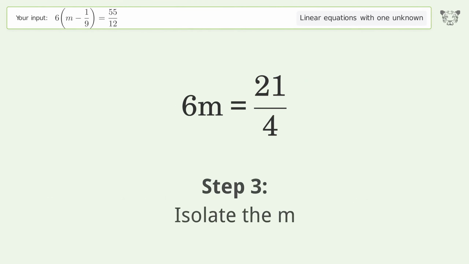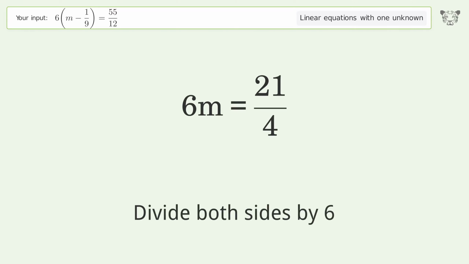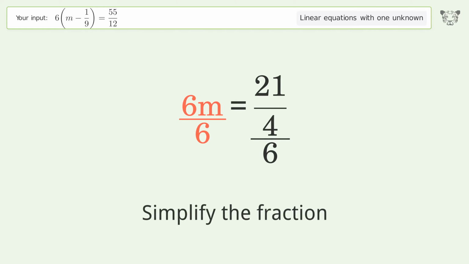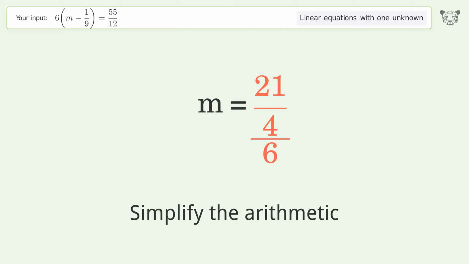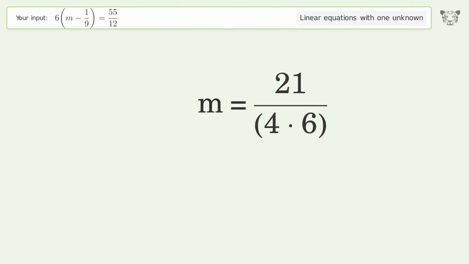Isolate the m. Divide both sides by 6. Simplify the fraction. Simplify the arithmetic. And so the final result is m equals 7/8.